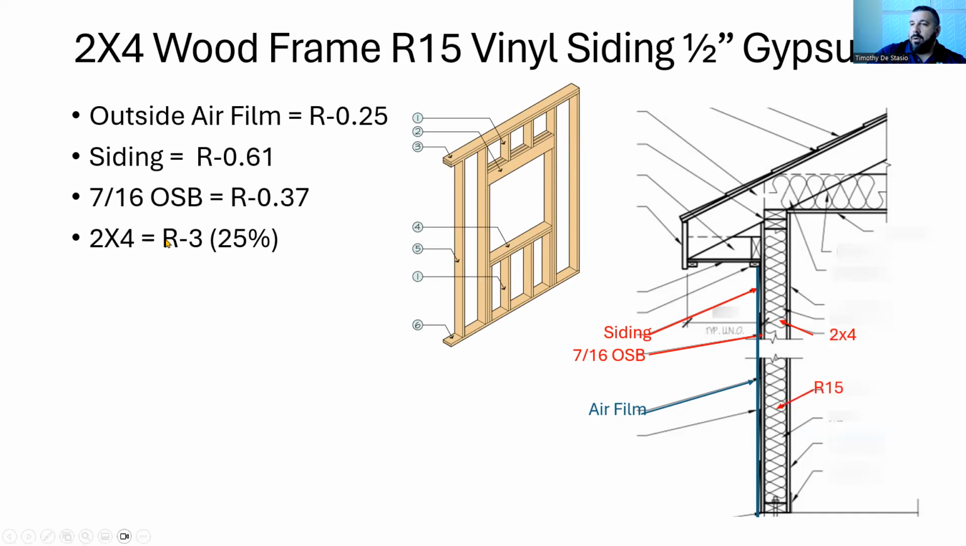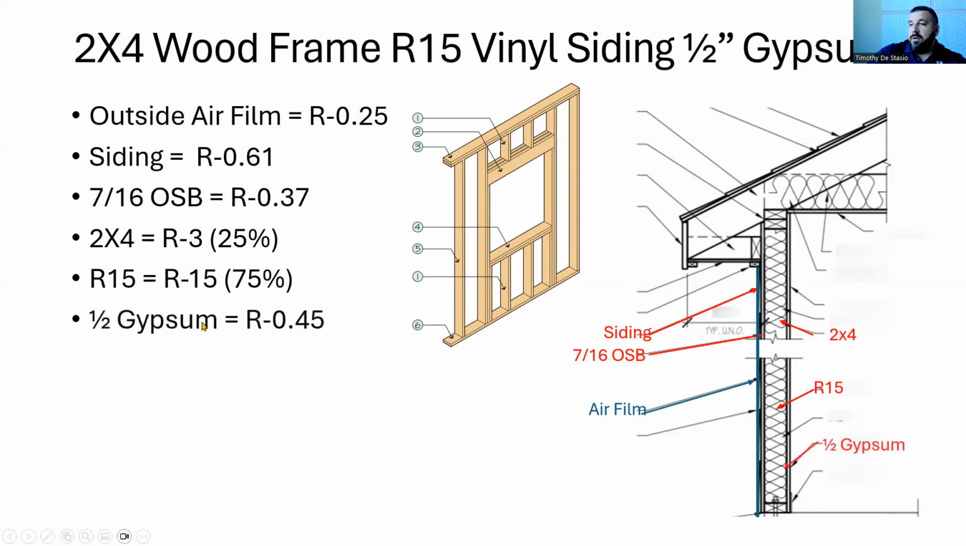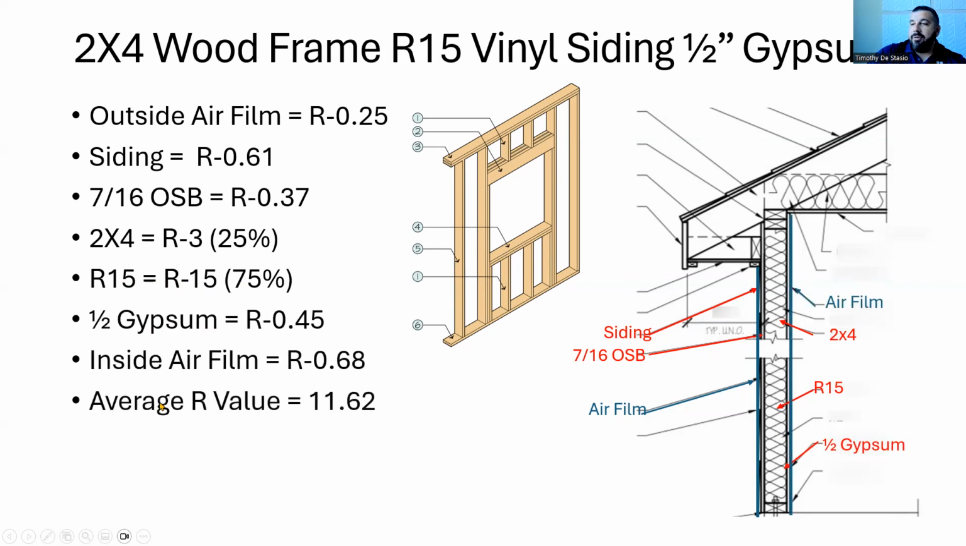So for a 2x4 wall that's 16 on center, 25% of that wall typically is wood, and a 2x4 has an R value of around R3. The rest of that wall is insulation, so 75% is whatever insulation value you have. In my house, it's R15. And this is the R value of your gypsum. Of course, you have your inside air film. So your average R value is 11.62.